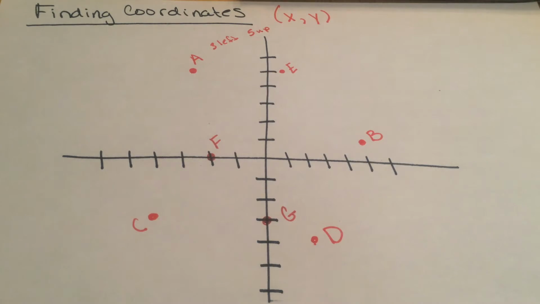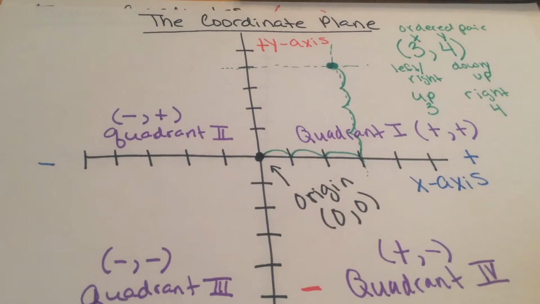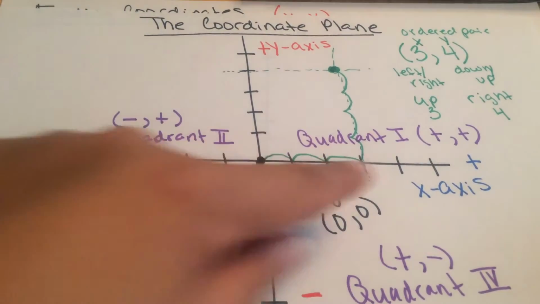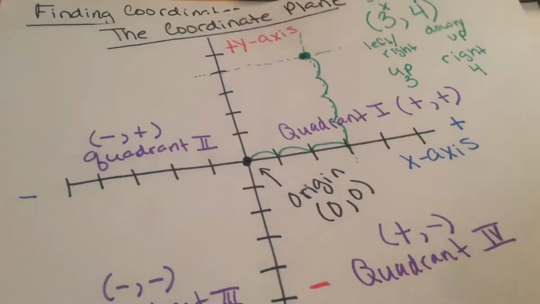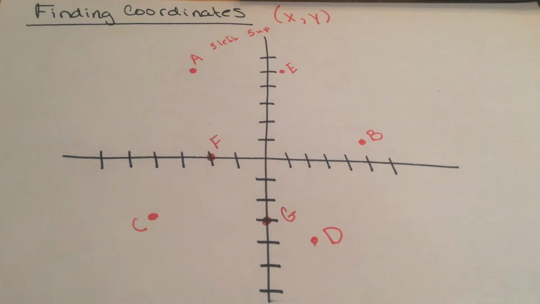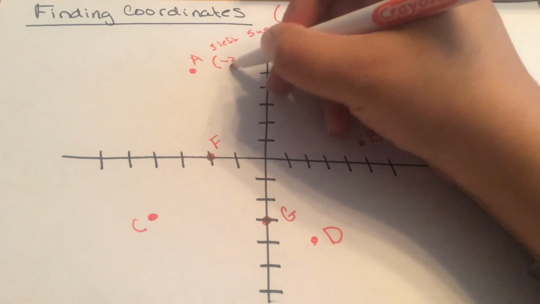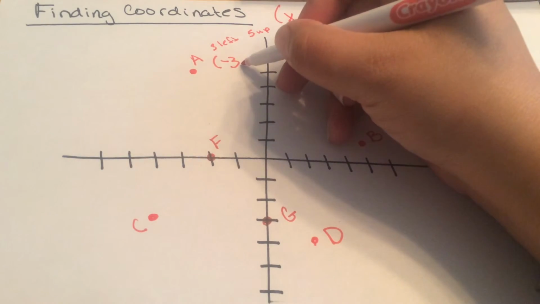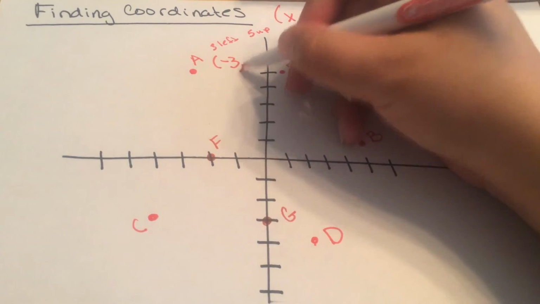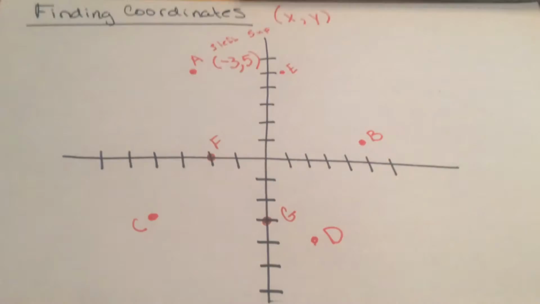So if we go back to our coordinate plane, remember, we were talking about our x-axis and how that measures left and right. Since I had to move to the left here, that's going to be a -3. Since I moved up 5 on my y-axis, that's going to be a +5. So the coordinate for A will be at -3, 5.